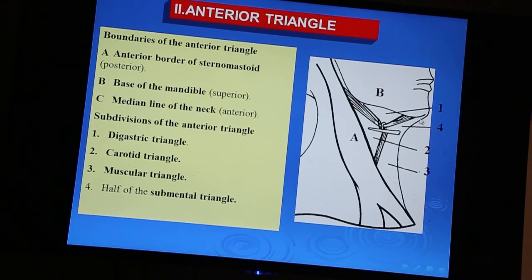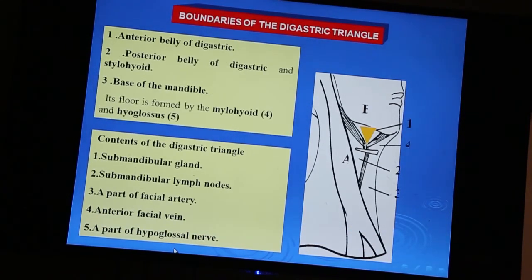So this is the submental triangle. This is half of the submental triangle. And this is the carotid triangle because of the carotid artery. And this one is the muscular triangle. So the anterior triangle has the digastric triangle, carotid triangle, muscular triangle, and half of the submental triangle.